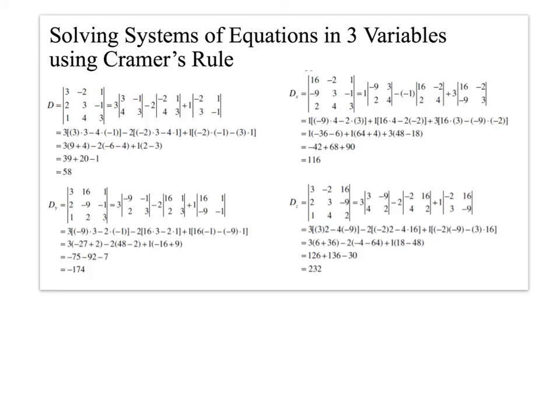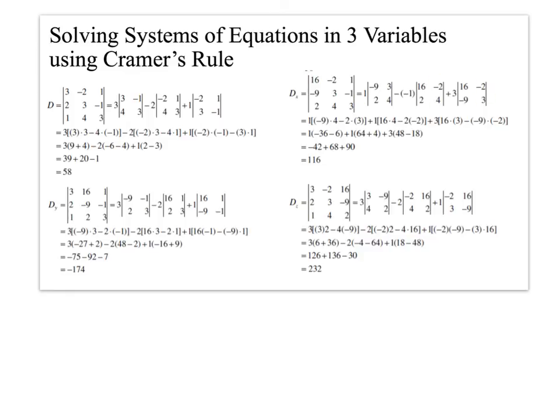For my determinant y, I replace the y column with my constants 16, -9, and 2 and leave my x and my z columns as is. And then for my determinant z, I take the z column again and I replace it with my constants of 16, -9, and 2 and leave x and y. So that's an easy way to get your 3 by 3 matrix for each of dx, dy, and dz. And you can see how we get our determinants.